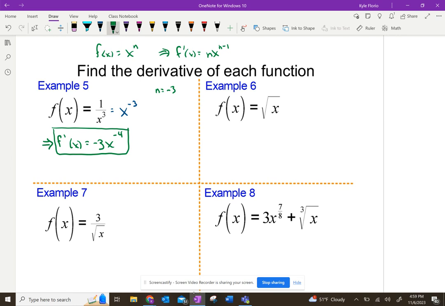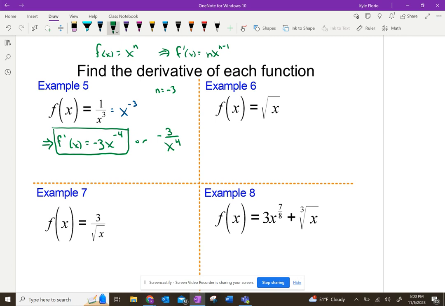If you look in the back of the book, or in an answer key somewhere, they'll probably rewrite it as negative 3 over x to the positive 4, so there's a positive exponent. You do not need to do that, but if you're ever looking up answers, they're equivalent.